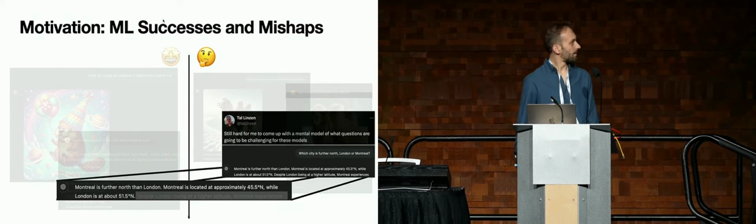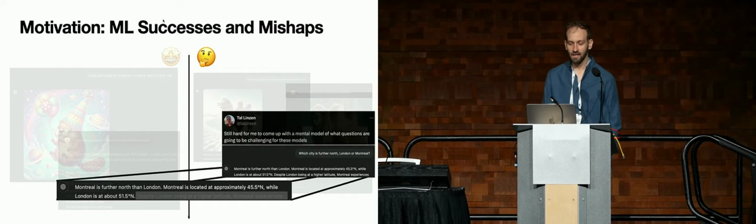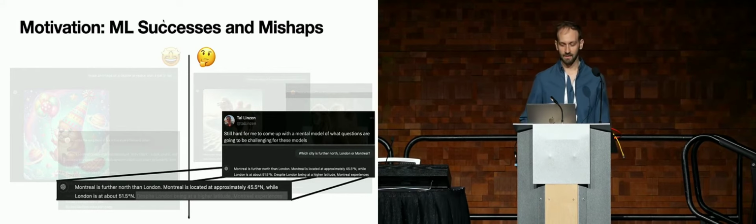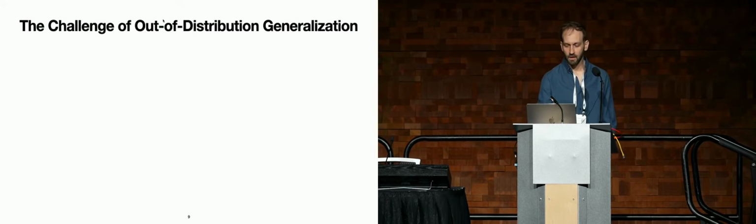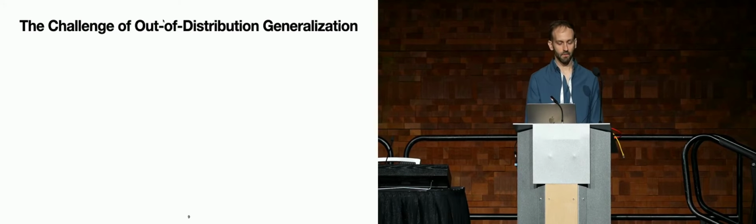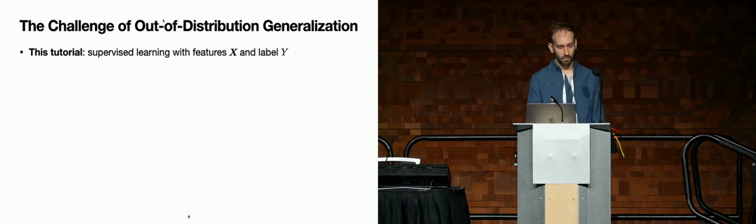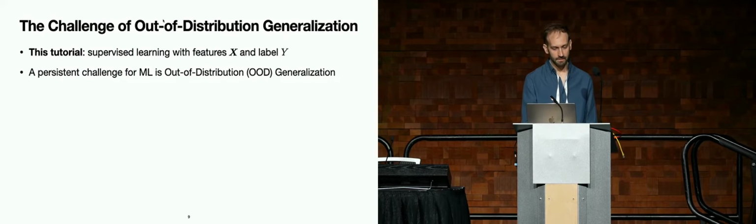But generally, as Tal puts it, it seems very challenging to come up with a mental model of the tasks that models find challenging. So in this tutorial, we might not develop this type of mental model, but we are going to scope and talk about some problems that remain challenging for machine learning, even with all the advances of the last years. We will be focusing on supervised learning tasks, with features X and a label Y. And the general setting is out-of-distribution generalization.